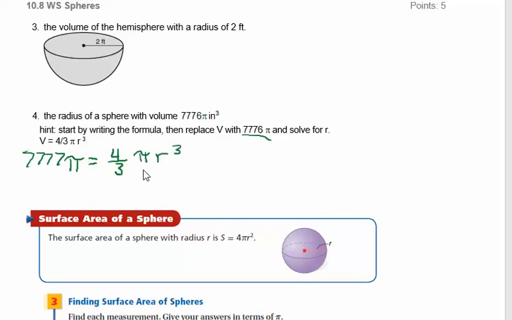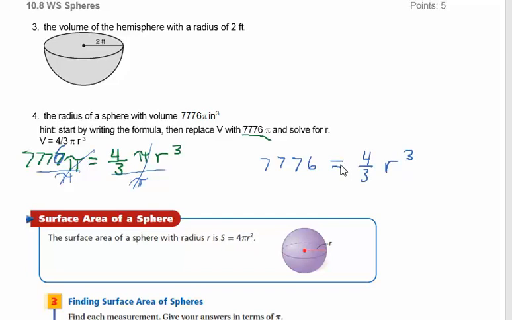Now, first thing that I'm going to do is I see that I have a pi on the left side and a pi on the right side, so I'm going to divide both sides by pi. That means it cancels on the left and it cancels on the right. So I get the simpler formula of 7,776 is equal to 4/3 r cubed.